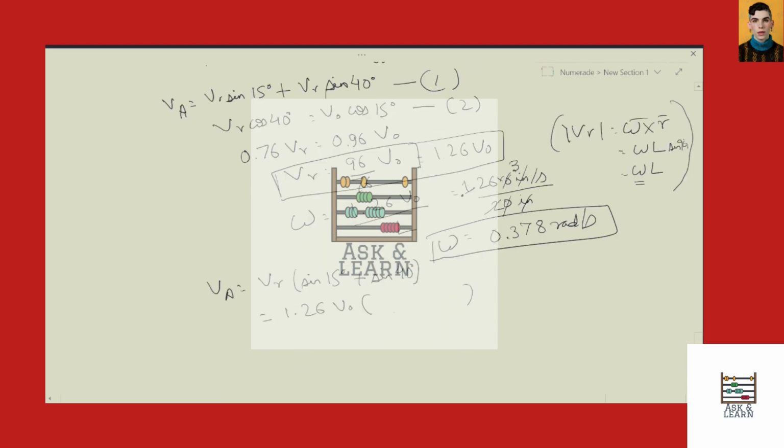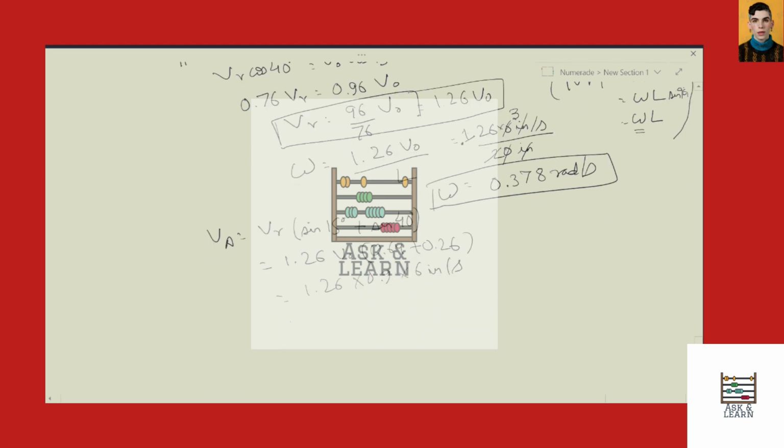Okay, 0.64 plus 0.26. So 4 plus 6 is 10, 6 plus 2 is 8, 9. So it's 1.26 times 0.9 V naught. And V naught is actually, let's just write the value. So V naught is 6 inches per second. So this is going to be, let's calculate this. Let's do it one by one so it's easier. I won't use calculator here.